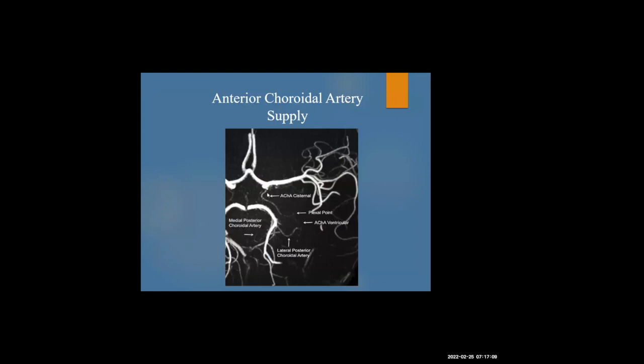So this is the position of the anterior choroidal artery. This is kind of the termination of the ICA right here, sometimes referred to as the ICA terminus. The anterior choroidal artery comes posteriorly off the ICA terminus and has two parts to it.